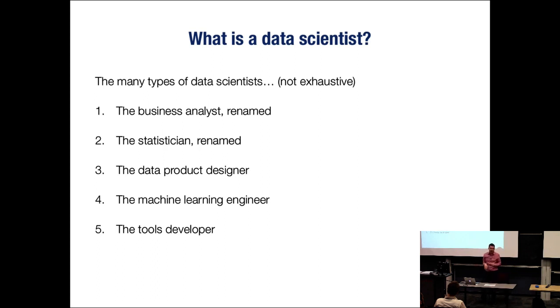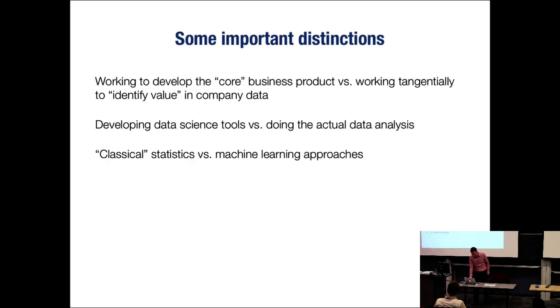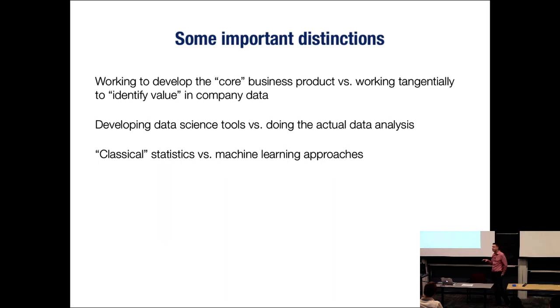This is by no means an exhaustive list, and I don't want to suggest that it is. I just want to highlight some of these things. But really what I want to get to is some important distinctions to look at when you think about data science positions that I think are more important than the name of the job, because these are the things that actually affect, in my experience, what you will do day to day.